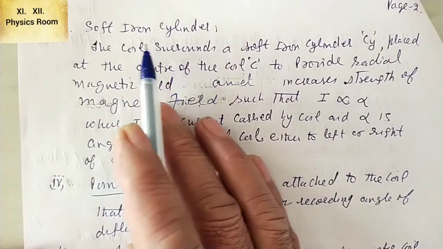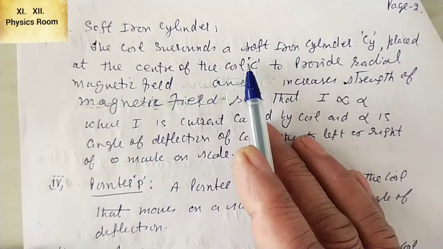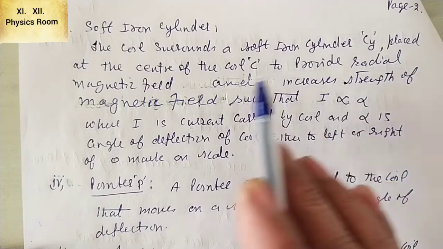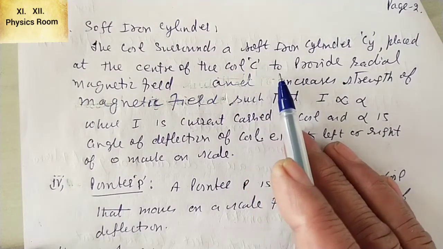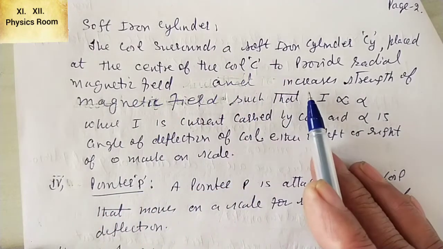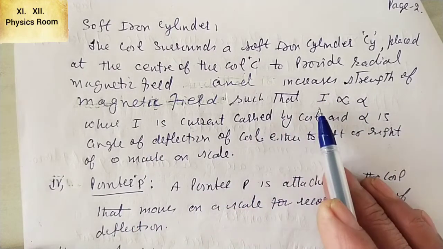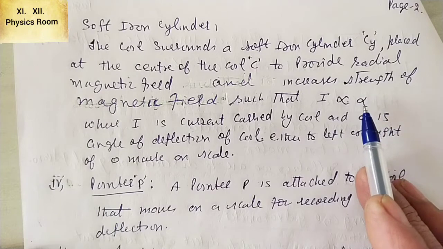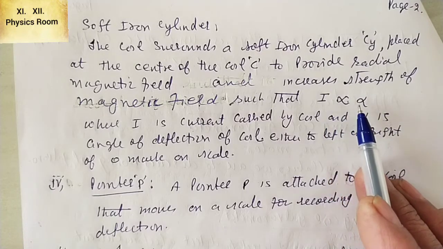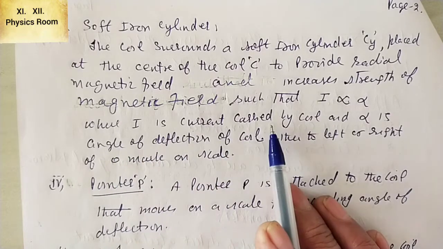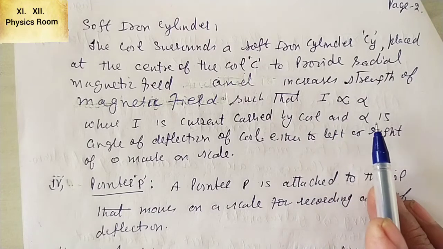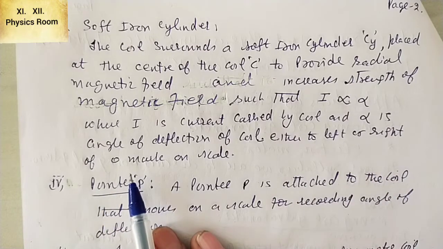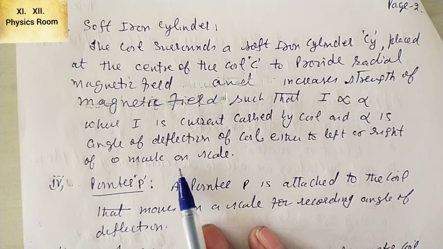Now, third part is soft iron cylinder. The coil surrounds a soft iron cylinder CY placed at the center of the coil C to provide radial magnetic field, which increases strength of magnetic field such that current flowing through the coil is directly proportional to deflection, or deflection produced in the coil is directly proportional to the current flowing through it, where I is current flowing through the coil and alpha is angle of deflection of the coil, either to left or right of zero mark on the scale.